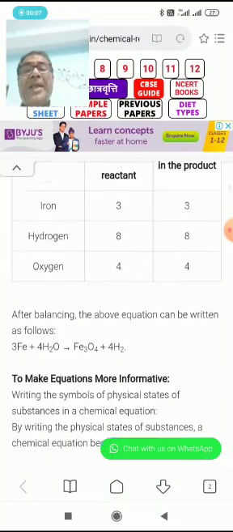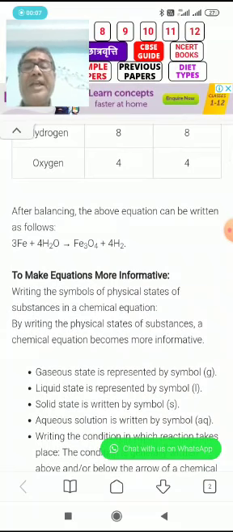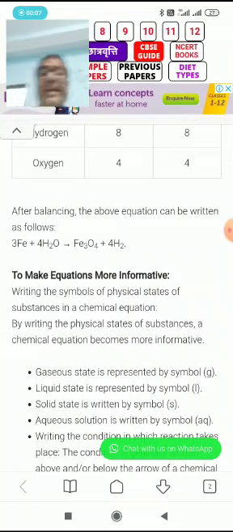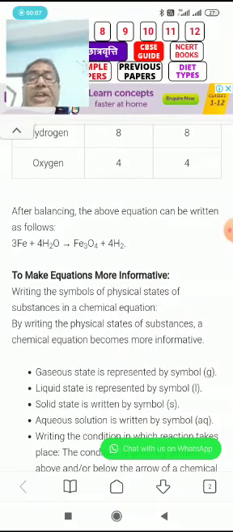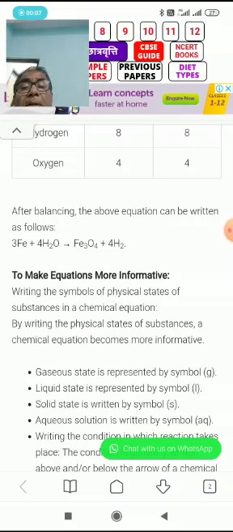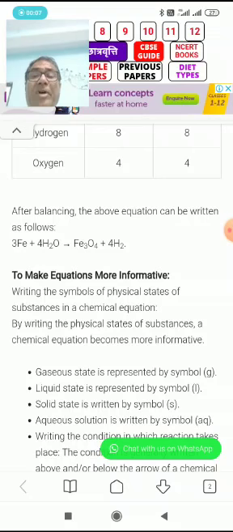Now you see here a chemical equation: iron reacts with water to form iron oxide and hydrogen. This equation does not give us complete information about the reaction. So the question arises, how can we make a chemical equation more informative?